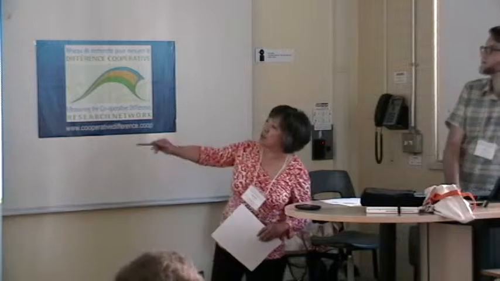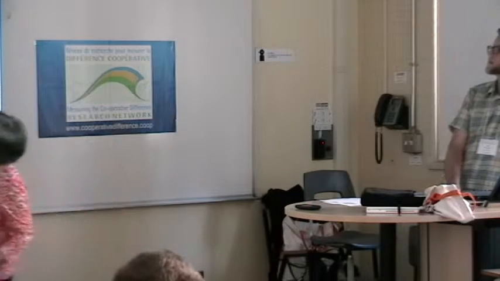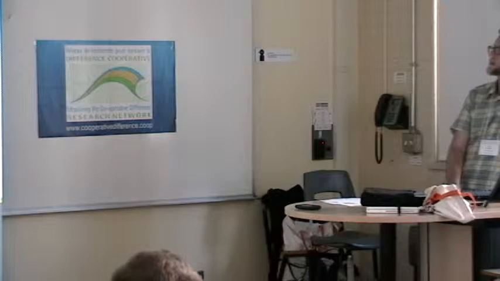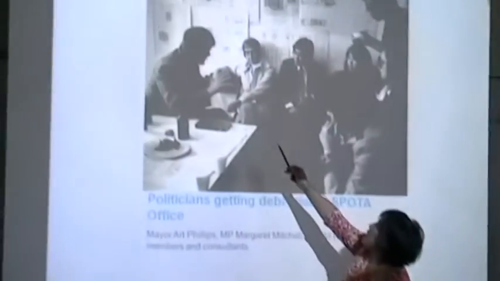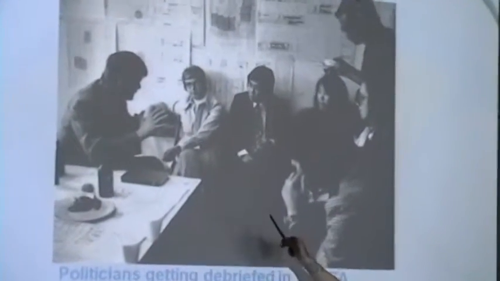So here's an example. Now, in this picture, it's very interesting. This is the mayor, Art Phillips. This is Margaret Mitchell, the federal MP. This is Art Lee, another federal MP, and then SPOTA members here. And you'll see this man up there, Joe Way. He's an architect who helped with designing the houses and designing the neighborhood. So just to show you, they really knew how to mobilize political capital and academic capital.